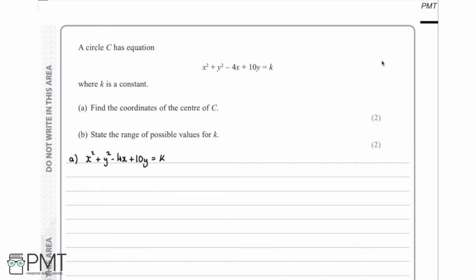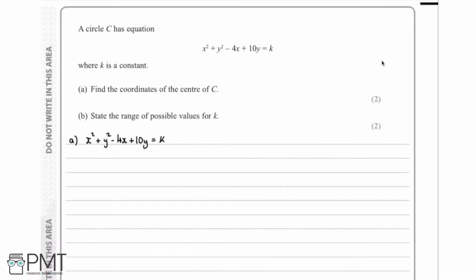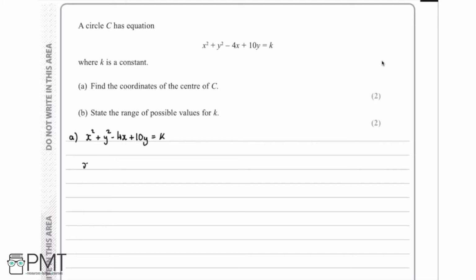So to do this, we'll rewrite the equation so we can group together the x terms and the y terms. So we'll have x squared minus 4x plus y squared plus 10y is equal to k. And then what we want to do next is complete the square. We can do that on x squared minus 4x, and we can do that on y squared plus 10y. So we can do this as follows.